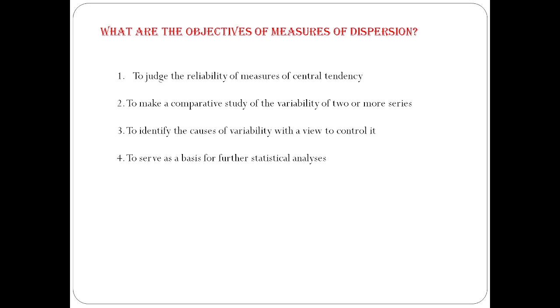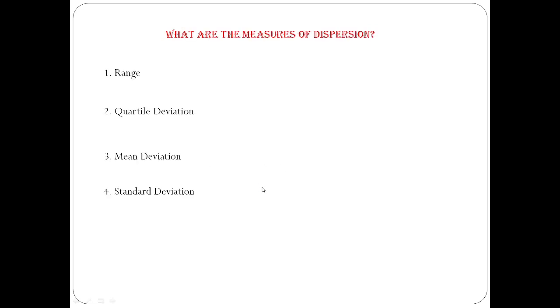Now, what are the objectives of measures of dispersion? To judge the reliability of measures of central tendency, to make a comparative study of the variability of two or more series, to identify the cases of variability with a view to control it, and at last to serve as a basis for further statistical analysis.